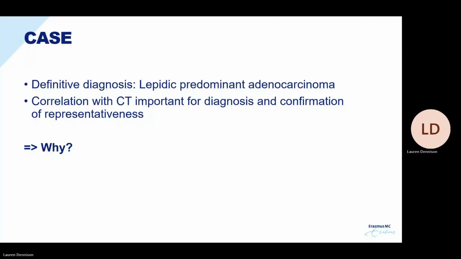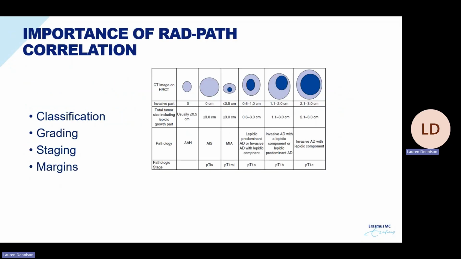So why is this important? For lung, for instance, it's important because it determines your classification, it determines your grading, your staging, and therefore also the treatment. So here on the right-hand side, you see the radiology image at the top aligned with what we see in pathology, and that to some extent, of course, is congruent, but sometimes there are also differences.